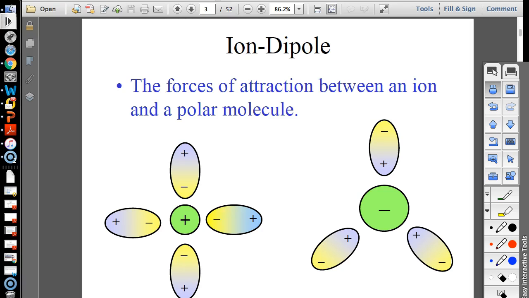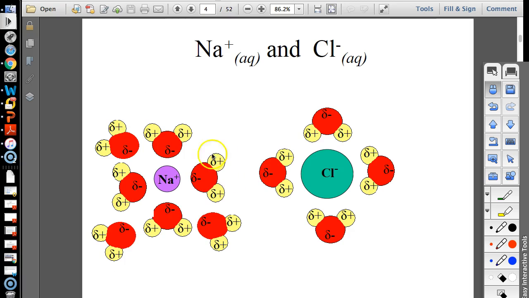The first kind of intermolecular force is an ion dipole force. Now, this picture is a little bit intimidating. If I show you the next picture, it's a little bit better. So look, do you remember this, guys? Sodium and the negative dipoles of water, and then chloride and the positive dipoles of water and how they interact.